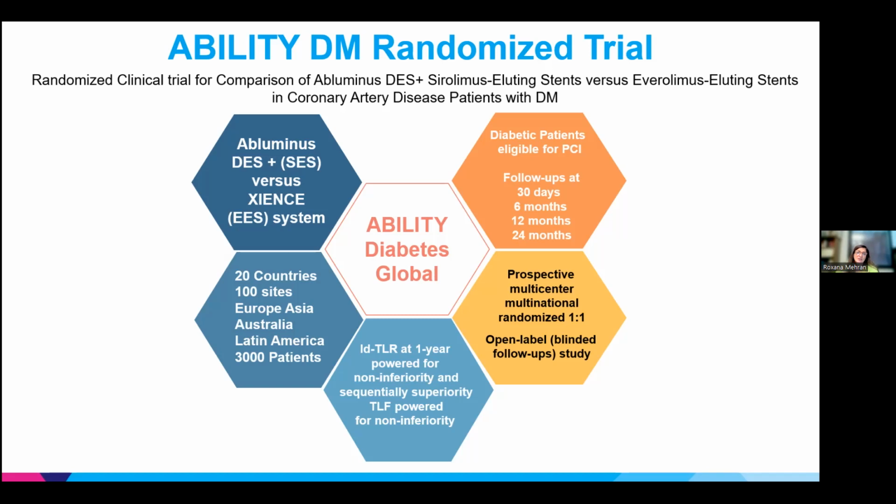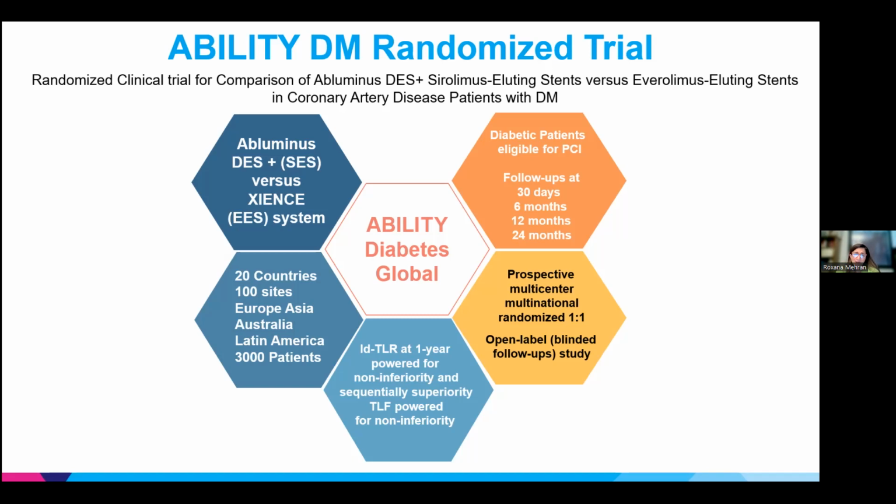And the randomization control would be the Xience everolimus-eluting stent system. We have over 100 sites in 20 countries in Europe, Asia, Australia, and Latin America. I'm proud to say that Latin America is leading the pack, with Brazil being the number one country. And we're very, very excited to bring this forth.